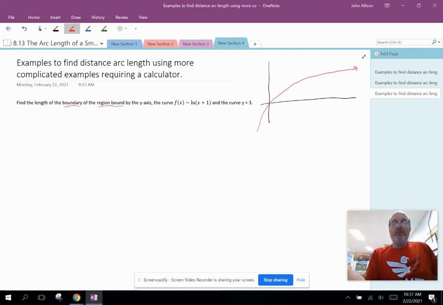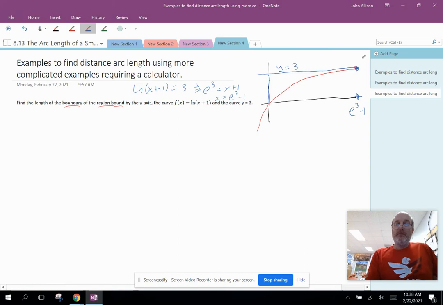If it's the curve y equals 3, that means it's going to intersect when y equals 3. If we set ln x plus 1 equal to 3, that becomes e to the third equals x plus 1. So the x value where the intersection occurs is e to the third minus 1. And of course, this part of the region is bounded just 3 units long.